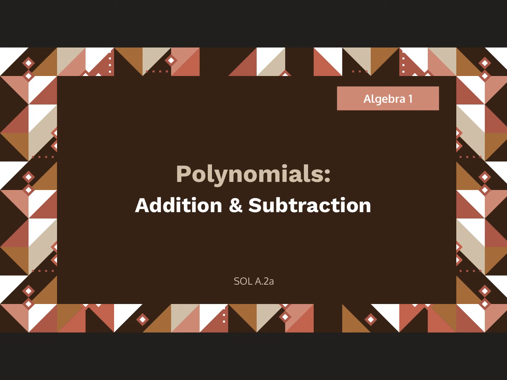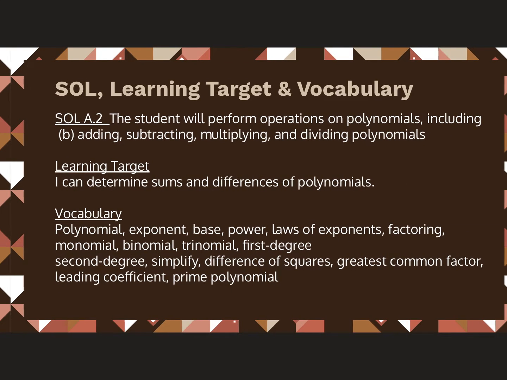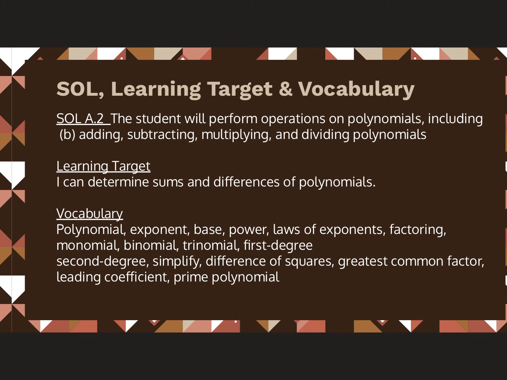For today's lesson, we are going to take a look at addition and subtraction. So this is SOL A.2b, not A.2a. SOL A.2a is exponent. So this is SOL A.2b. SOL A.2b says the student will perform operations on polynomials, including adding, subtracting, multiplying, and dividing. For this unit, we're only going to focus on adding, subtracting, and multiplying, and visit dividing after we finish our factoring unit. The learning target: I can determine sums and differences of polynomials.